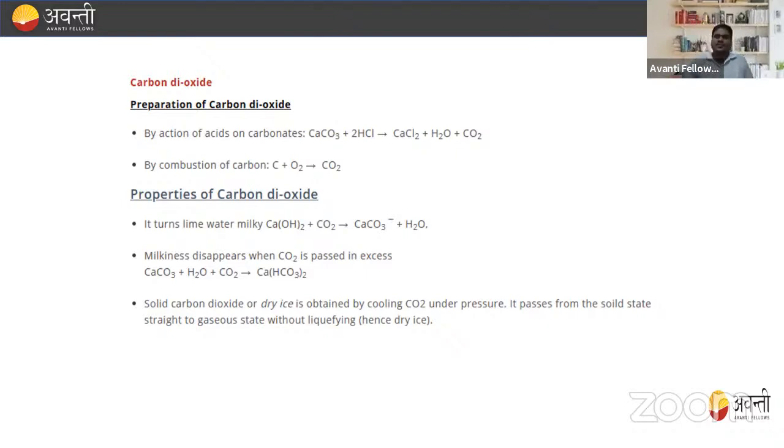Now, what are the properties of carbon dioxide? Basically, it turns lime water milky, and this reaction is very famous. When calcium hydroxide is treated with CO2, it is converted into CaCO3, right? So it turns lime water milky.